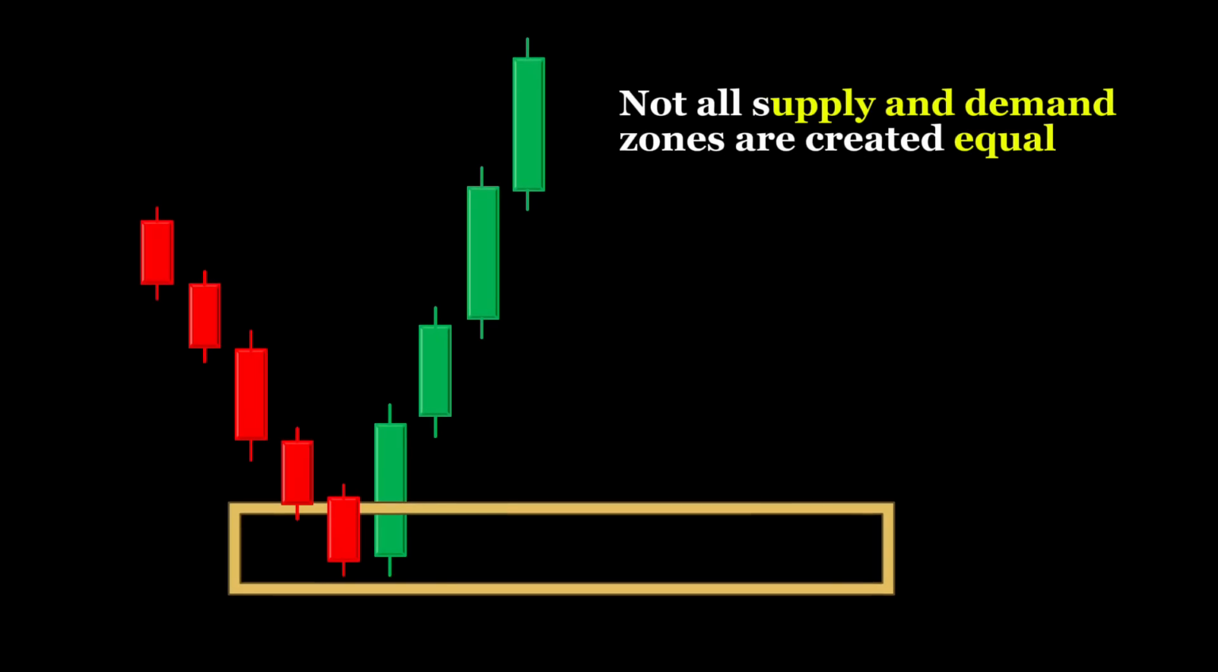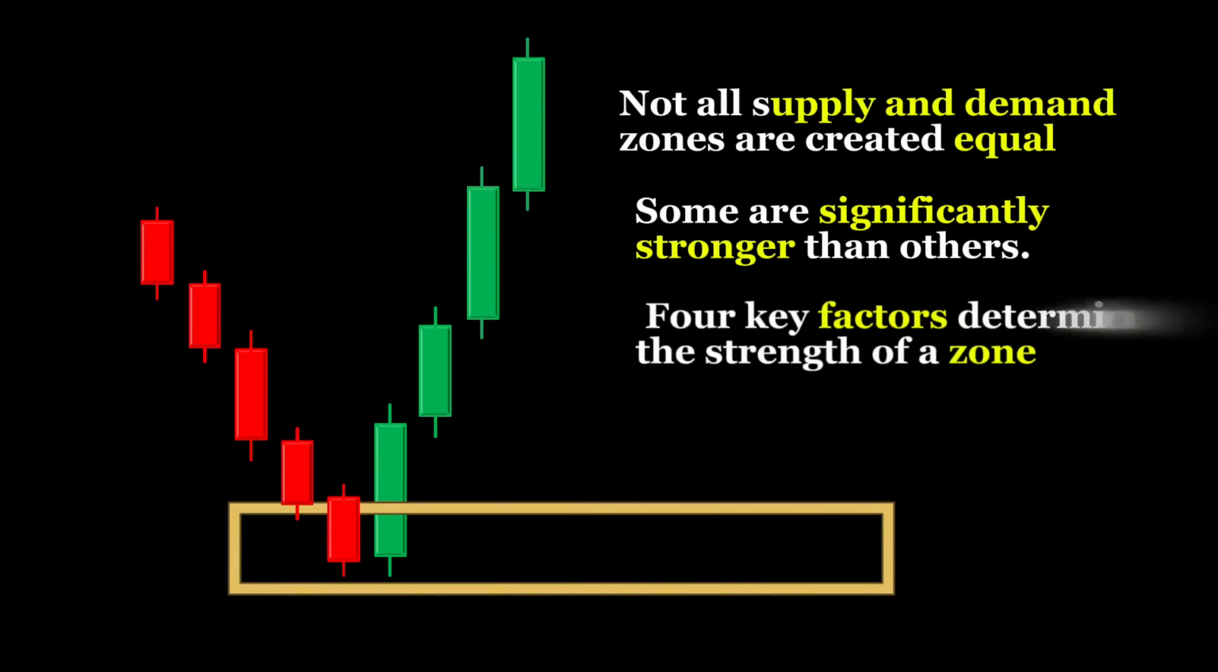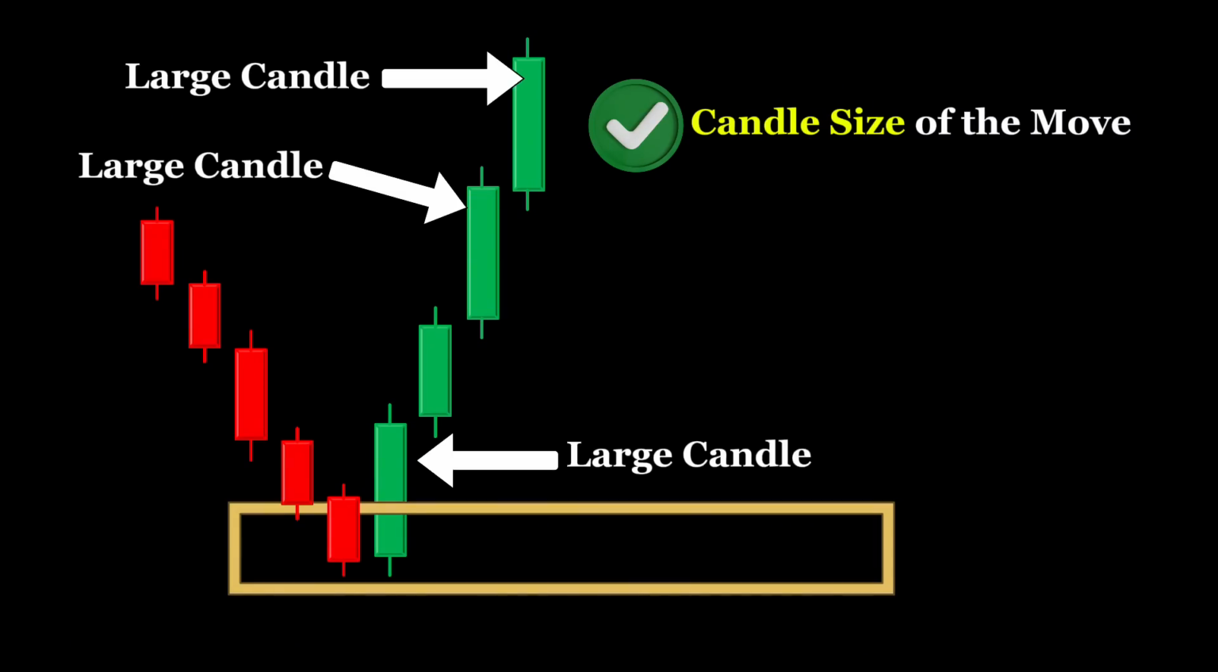Not all supply and demand zones are created equal. Some are significantly stronger than others. From my experience, 4 key factors determine the strength of a zone. Let's break them down. Candle size of the move. The size of the candles tells a story. Large, consistent candles in one direction are the footprints of big institutions. These moves show that smart money is behind the action, creating high-probability zones. On the other hand, small candles, mixed colors, or candles filled with wicks often indicate weak or indecisive moves, making those zones less reliable. Always look for zones with clear, dominant candle patterns.